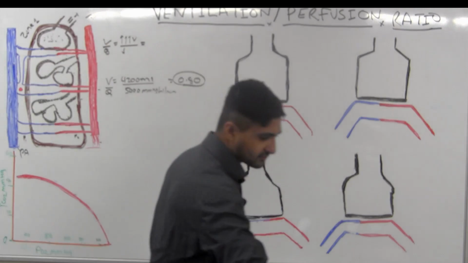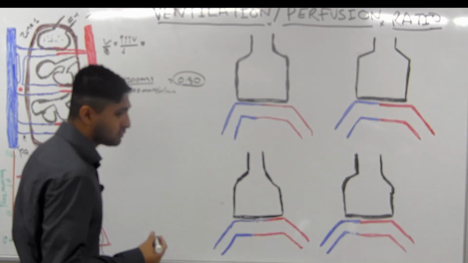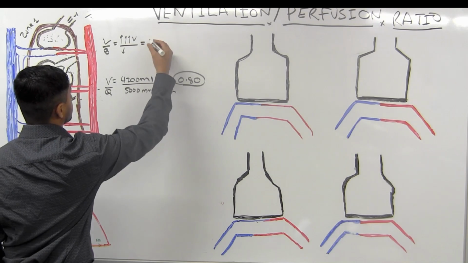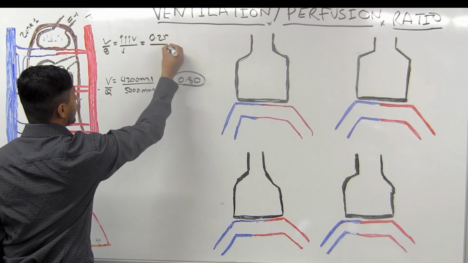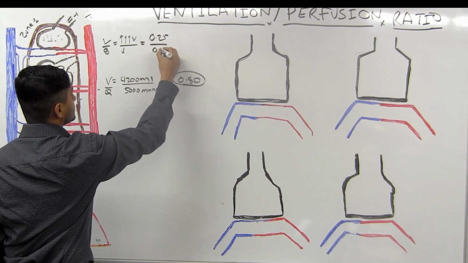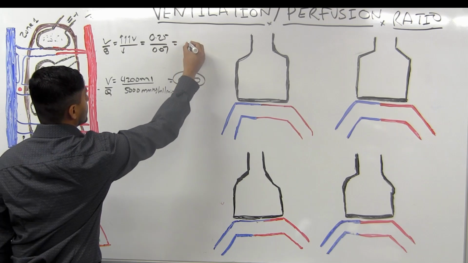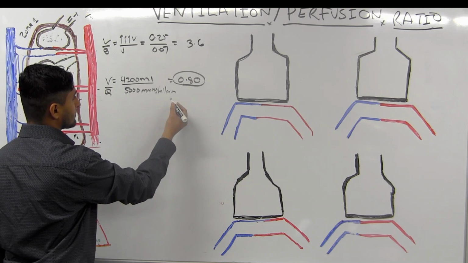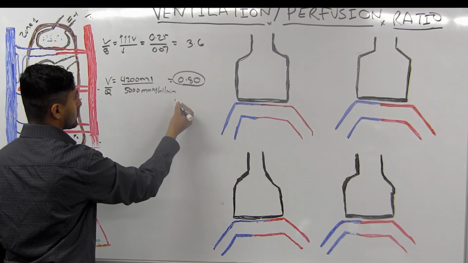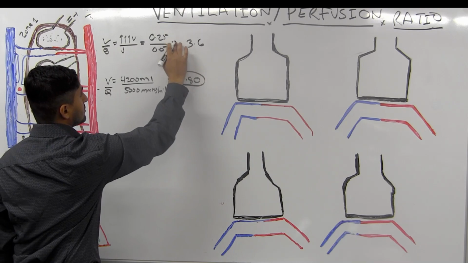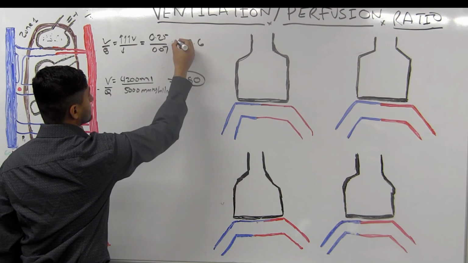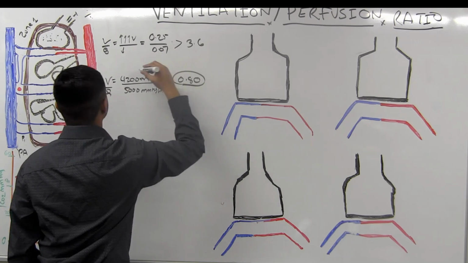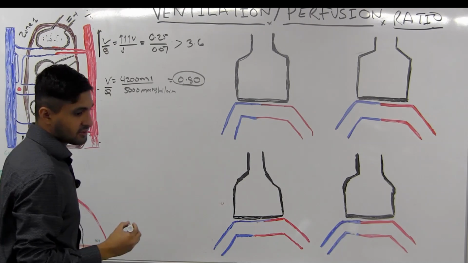In the apex, the volume is probably something like 0.25. That's my amount of air, divided by 0.07, and that should give something like 3.6. This is my ratio, and this VQ is greater than 0.80. We get a higher 3.6, so this tells me that there's a higher VQ ratio. Let's write that, a higher VQ ratio.